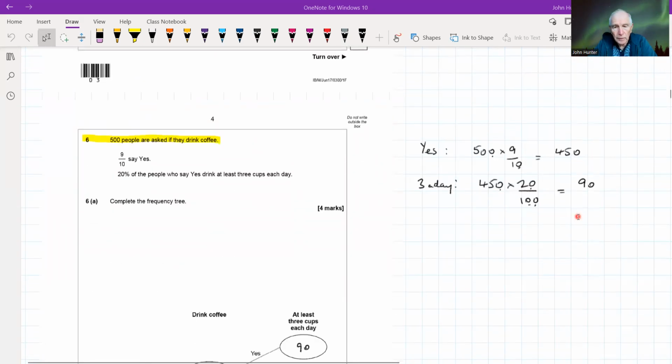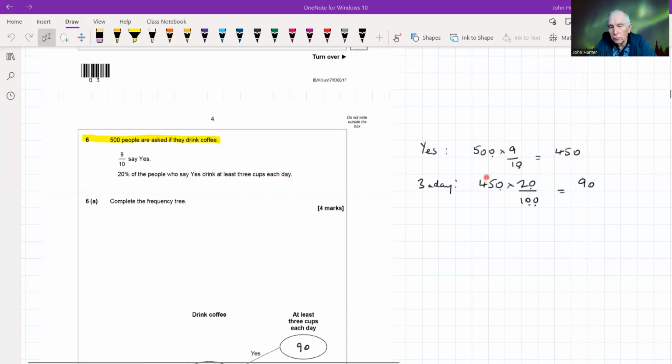Right, let's move on. 500 people are asked if they drink coffee. 9/10 say yes, and 20% of the people who say yes drink at least 3 cups a day. So this is a little bit of a test on fractions and percentages. I've just done the working here. So the ones who say yes, we've got 500 times 9/10. Could have written this the other way around, and that's 450.